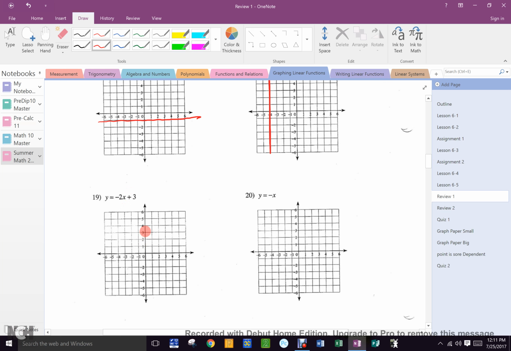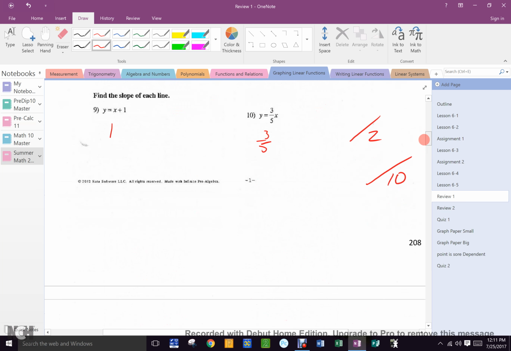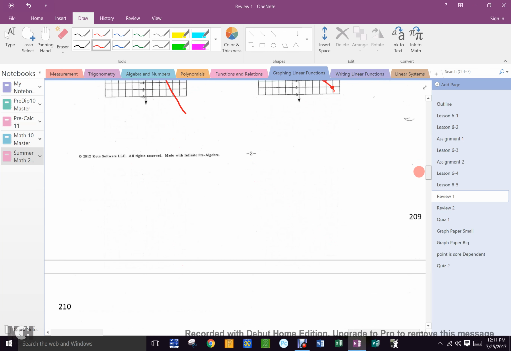Graph it. Go up to +3. Give me a slope of -2. Down 2 over 1, down 2 over 1. Should look like that. Y equals -x. When x is 1, y is -1. When x is 2, y is -2, and so on and so on. It should look like that right through the middle. 1 mark each, making that page out of 10.